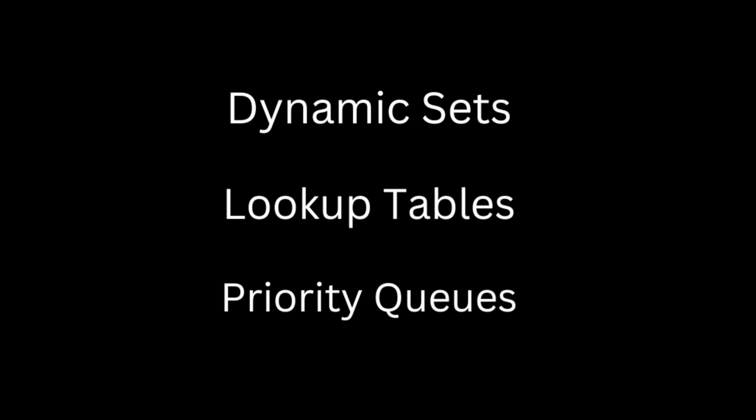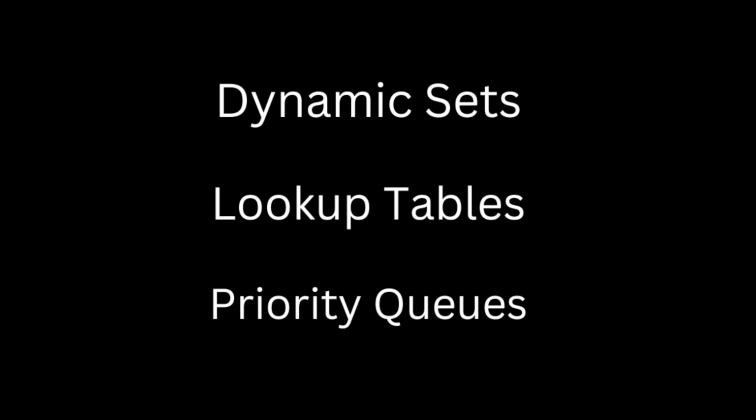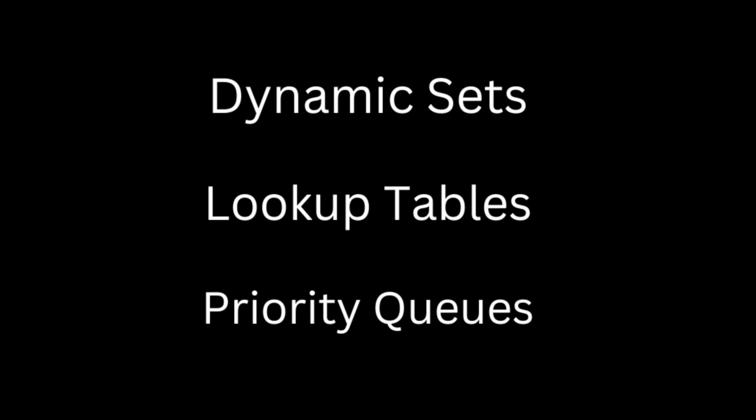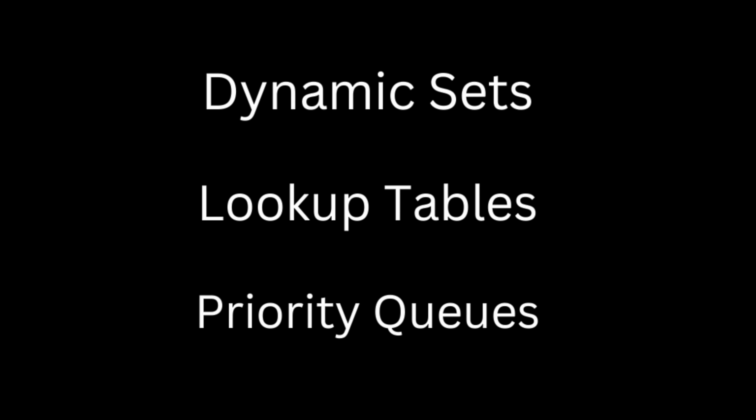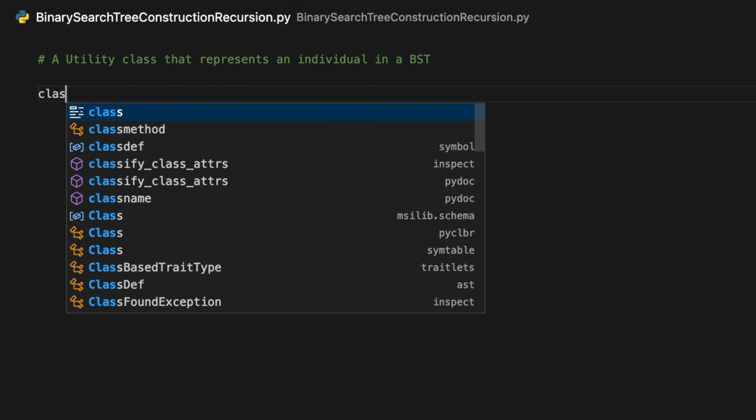Binary search trees can be used to implement abstract data types like dynamic sets, lookup tables, and priority queues. They can also be used in sorting algorithms like tree sort. A utility class that represents an individual node in a binary search tree.